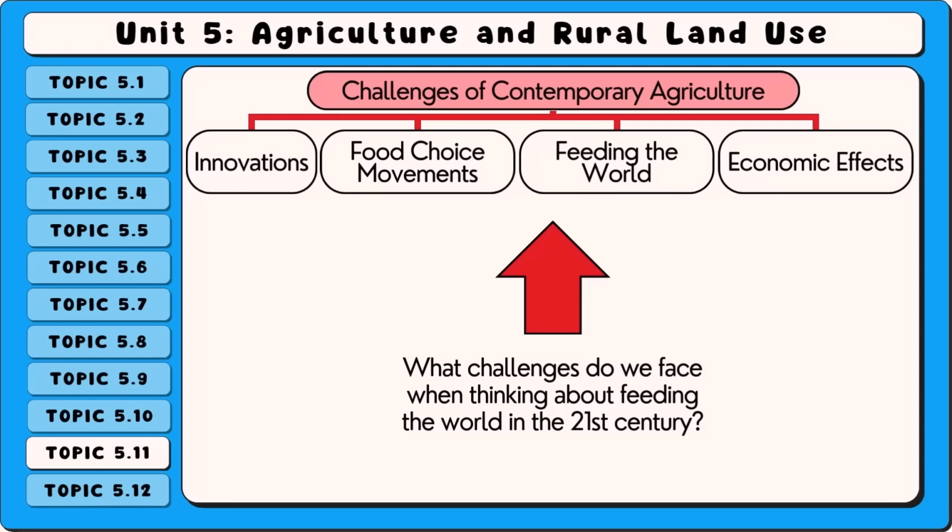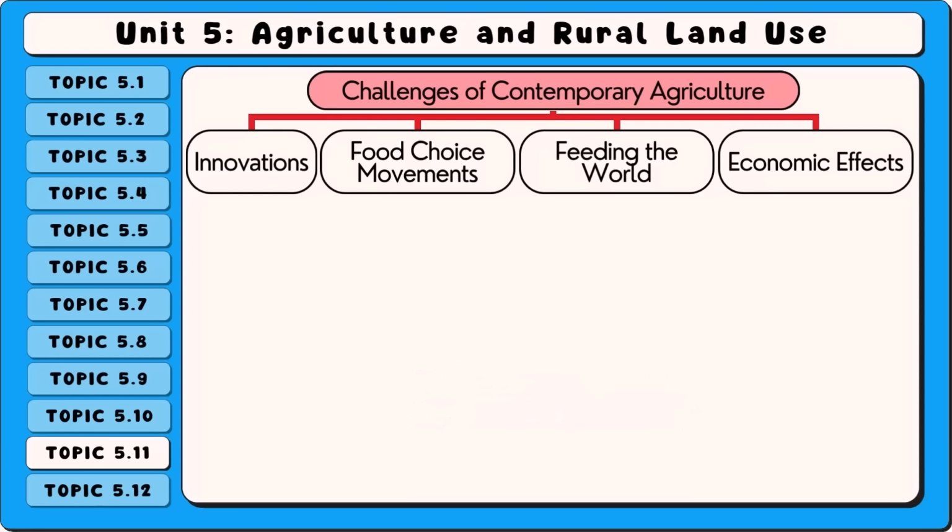So, let's get started. For this lesson, there are 4 main ideas to learn. First, we'll talk about agricultural innovations and how they affect the environment and the way we grow food. Then, we'll move on to food choice movements. These are trends that affect how and why people choose certain foods. Third, we'll look at the challenges of feeding a growing global population. And fourth, we'll explore the economic effects of food production practices.